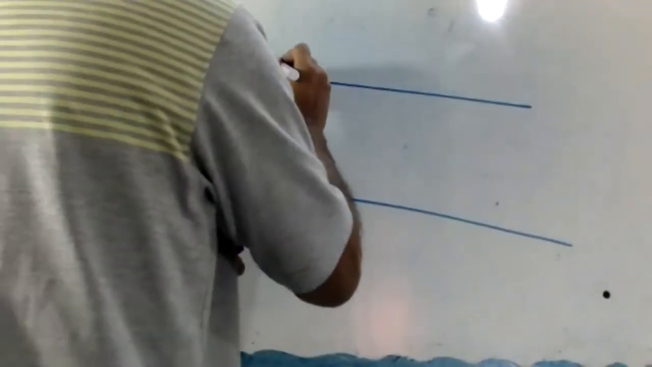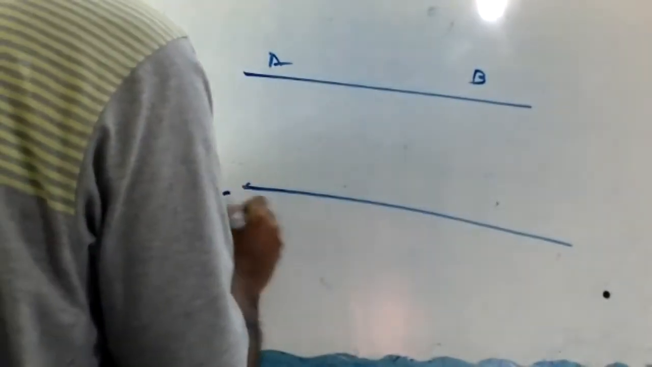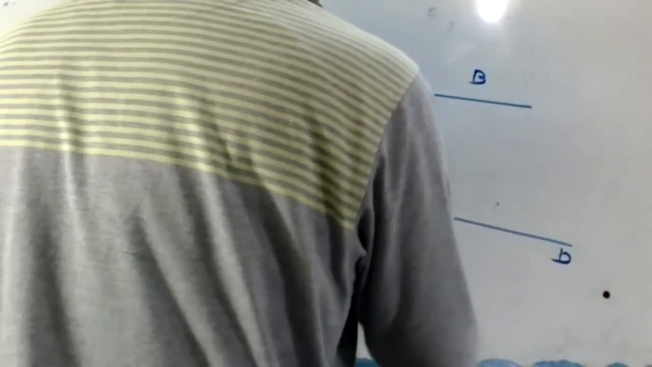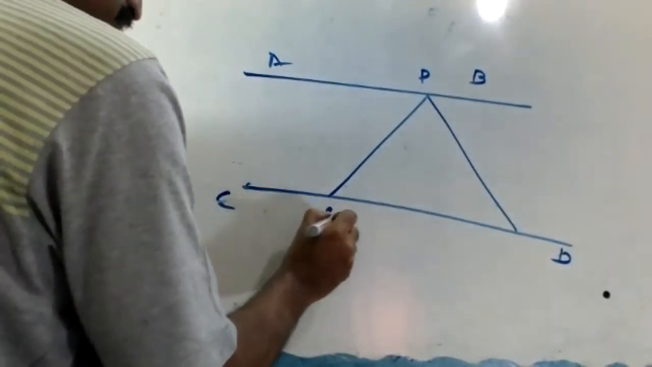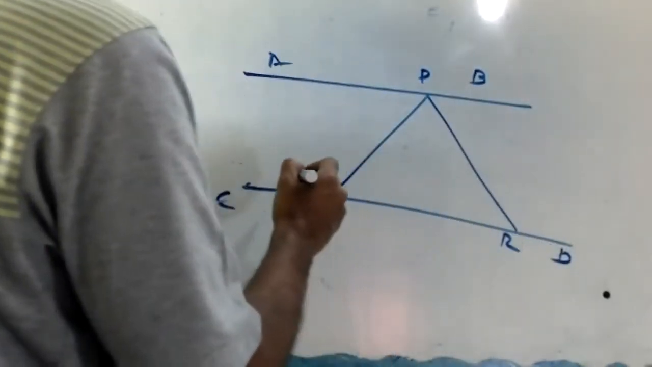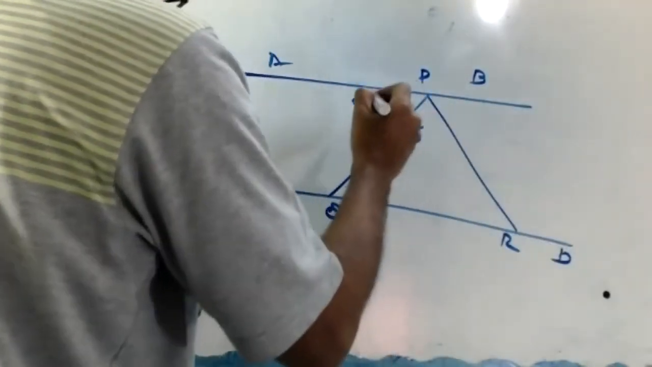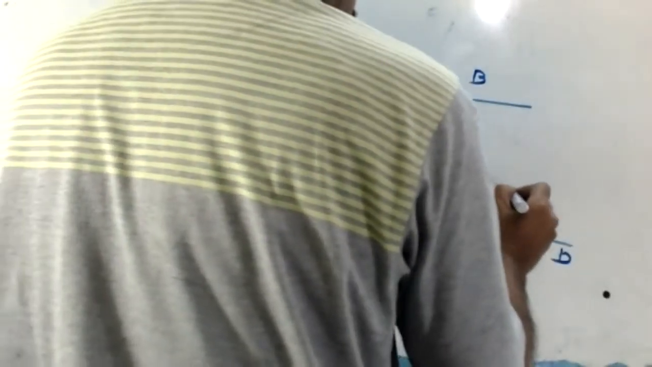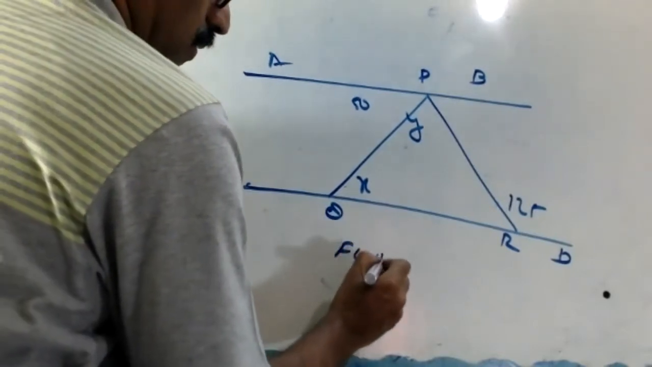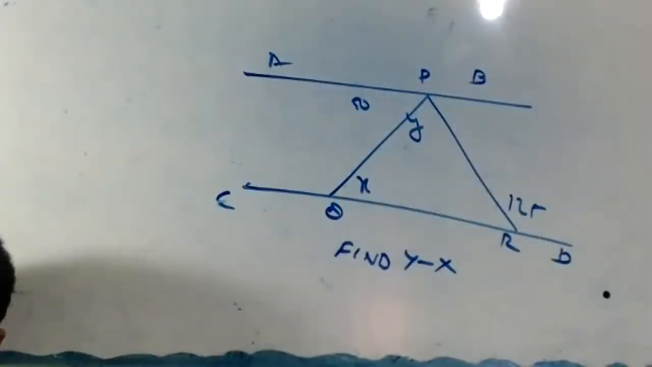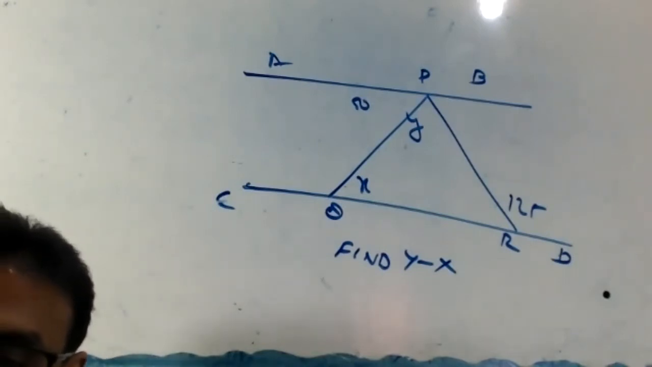In figure, A, B, C, D. Here P, Q, R. This is 50, Y, X. Here 125. Okay, find Y minus X.